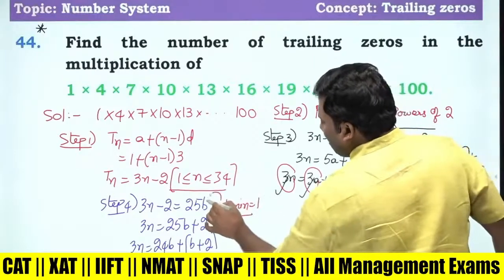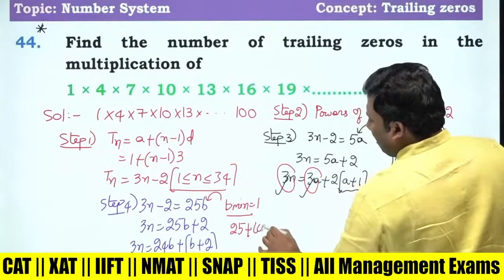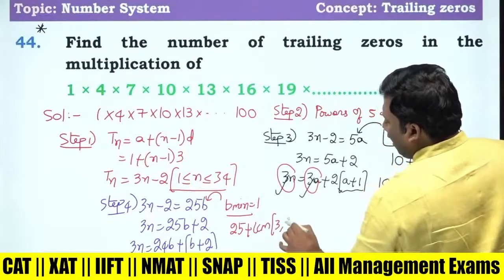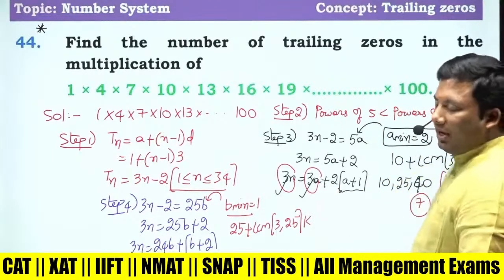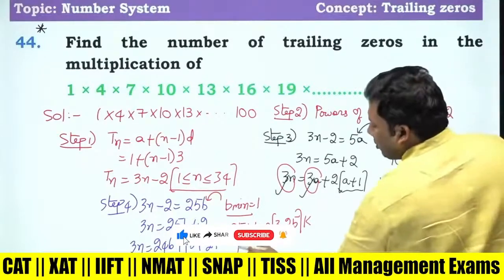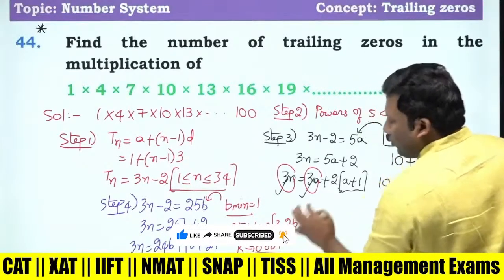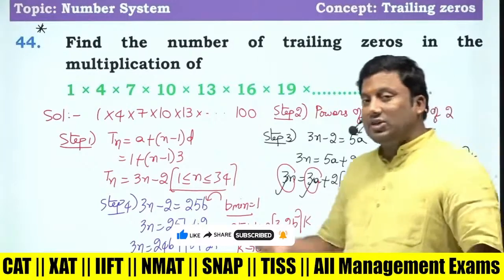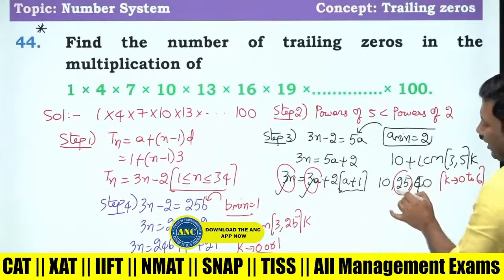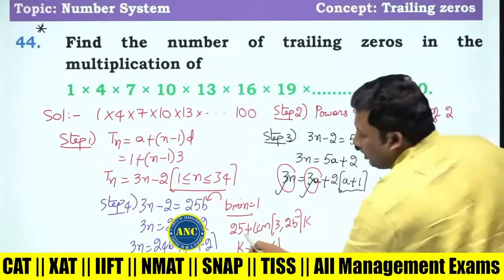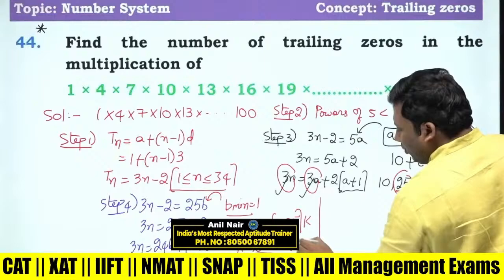If b is 1, then the form will be 25 plus LCM of 3 comma 25 into k. So k can take either 0 or 1. 25 contains 1 power of 5. Here also we took 25 is 5 square. Here 1 power we took, here another power we took. I got 2 values here.